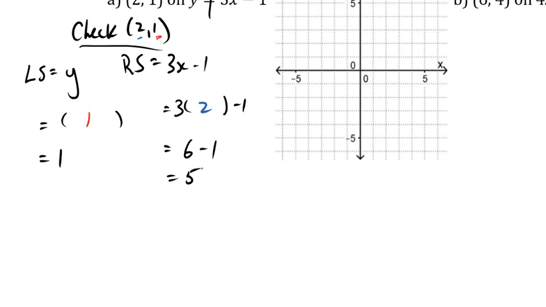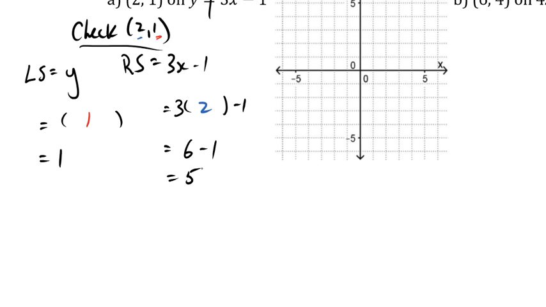Okay, so you should get something like this. Left side was 1. Right side is 3 times 2 minus 1. 3 times x, but x is 2, so 3 times 2 minus 1. What's 3 times 2? 6. 6 minus 1 is 5.